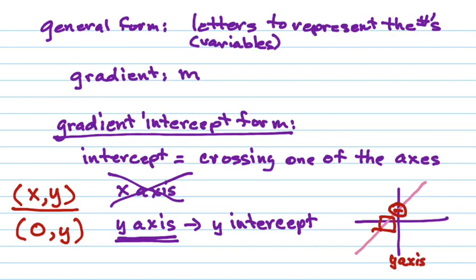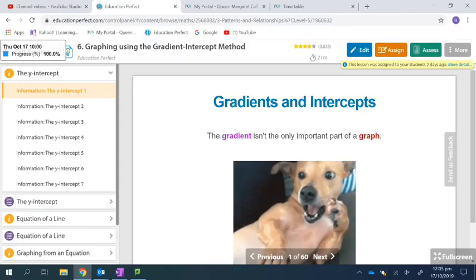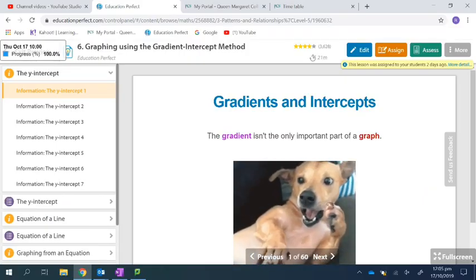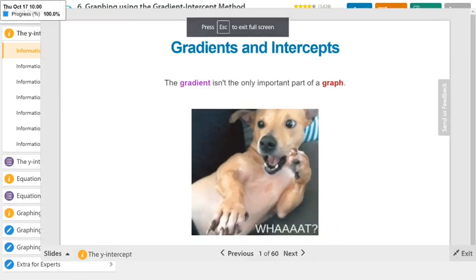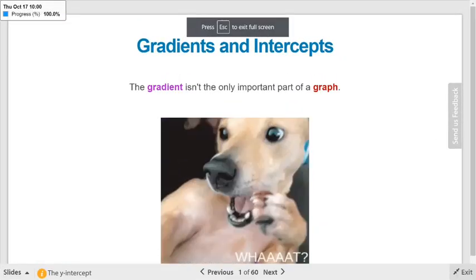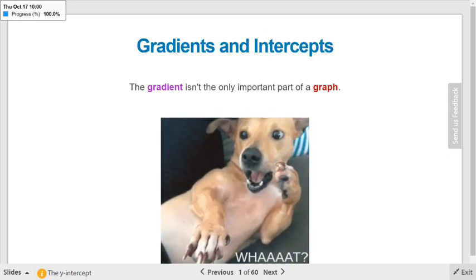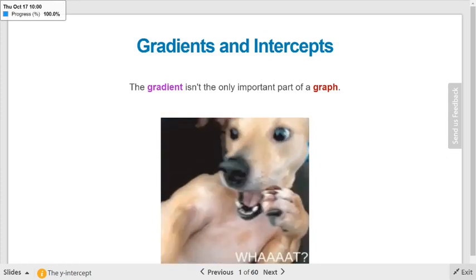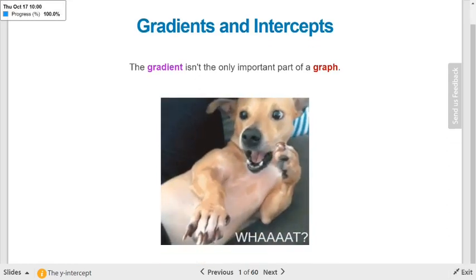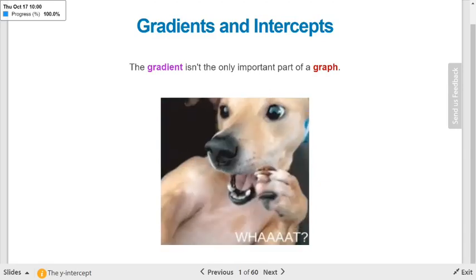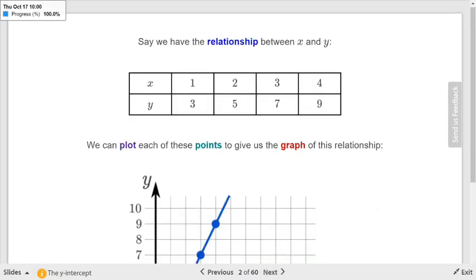Let's go to Education Perfect and talk a little bit about some of these so you can see some of this in action. All right? So again, remember, the gradient isn't the only important part of the graph. So, move on. All right? So let's look at this one.